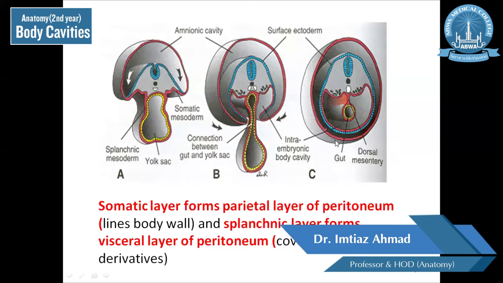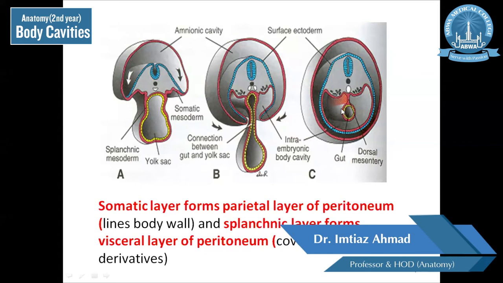You see over here? So what you see over here is the yolk sac incorporated into the body as the gut, and the intraembryonic coelom, this one on either side with folding, is forming a cavity inside, and that is the intraembryonic coelom or the future peritoneal cavity, this one. Okay.